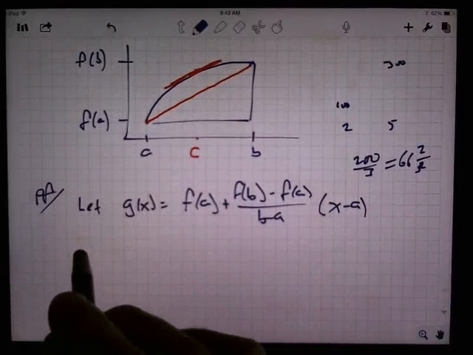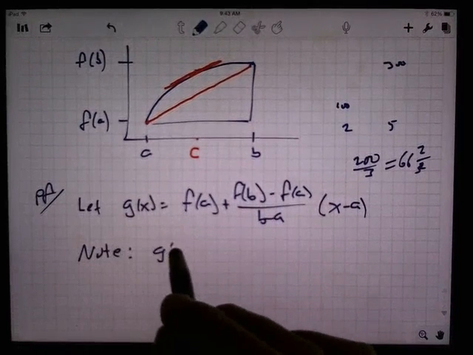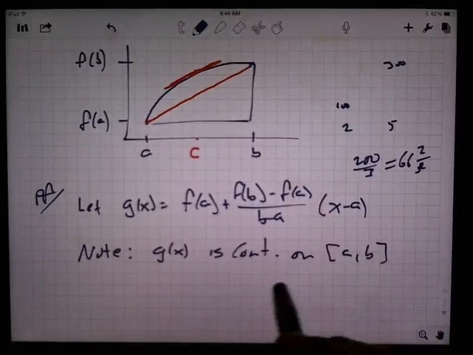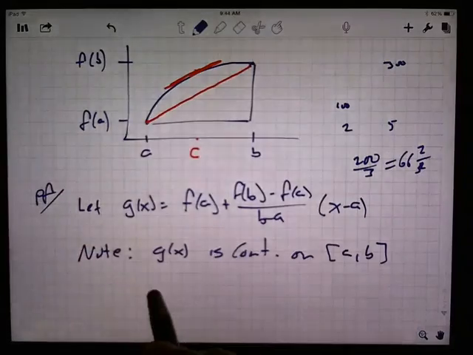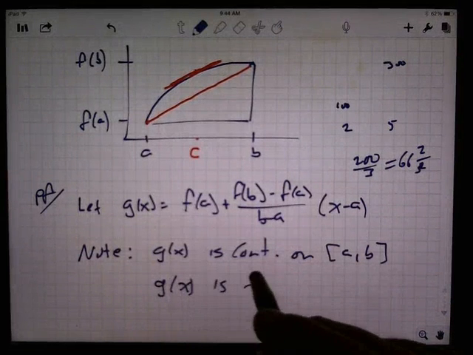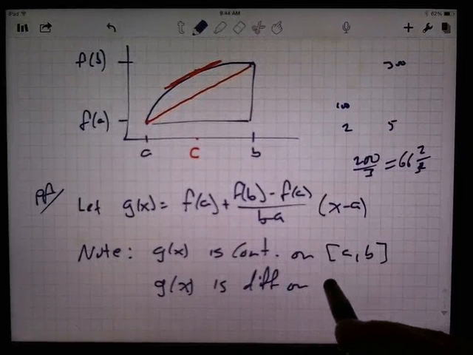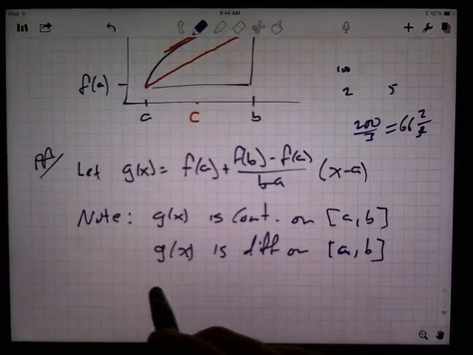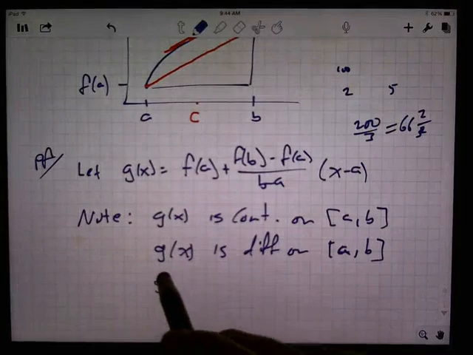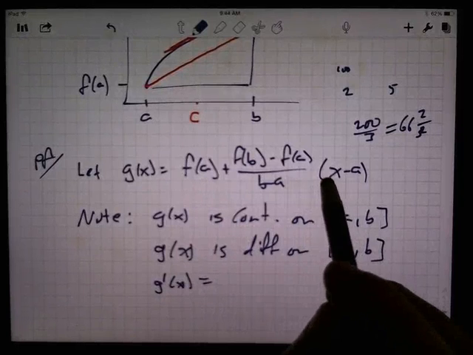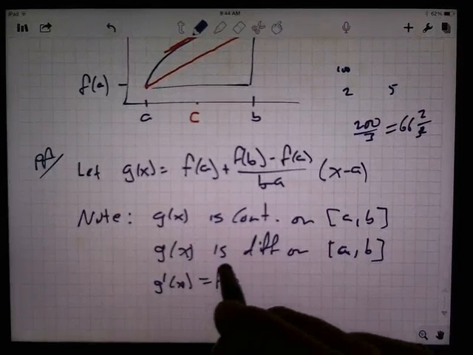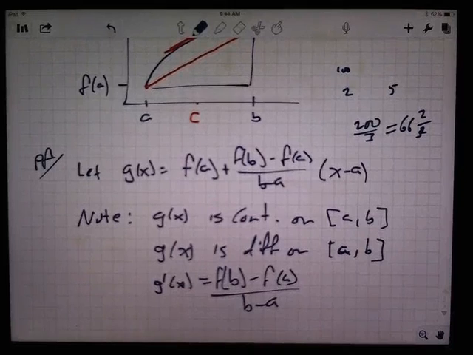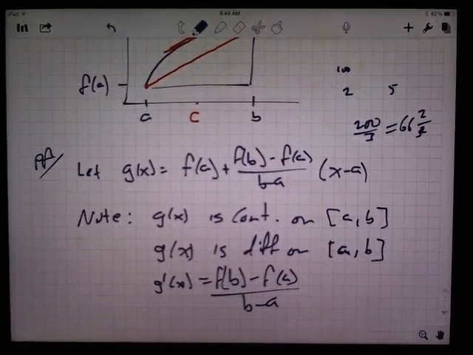Some things to notice here. It's a linear function, so g of x is continuous on the interval from a to b. It's also differentiable, not f prime. Sorry, g of x is differentiable on the closed interval from a to b, so even more so on the open interval. In fact, I can even say what g prime of x is. G prime of x is, this is just linear, so the derivative is going to be the coefficient in front of the x, and that's just f of b minus f of a over b minus a.